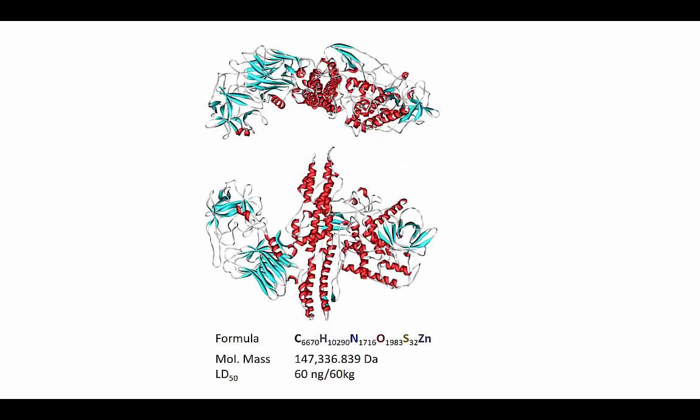This is the structure of botulinum toxin. And the molecular weight, can you read? Wow, it's 100,000, almost 150,000 Dalton. And this molecule is not just an organic molecule. This molecule is actually a protein. So now this protein molecule, botulinum toxin, its molecular weight is huge.